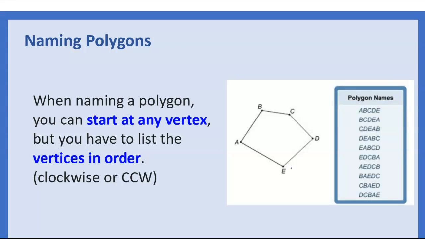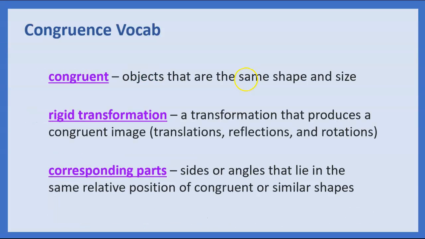And remember also when we're naming congruent shapes that the order matters. You need to name the corresponding parts in the same order in triangles. And speaking of corresponding parts, let's talk about a few congruence vocab terms. So remember, congruent means that objects are the same size and the same shape, but they could be in different places. We could have rotated them, we could have reflected them. So the orientation could be different, the location could be different, but they are the same size and shape.